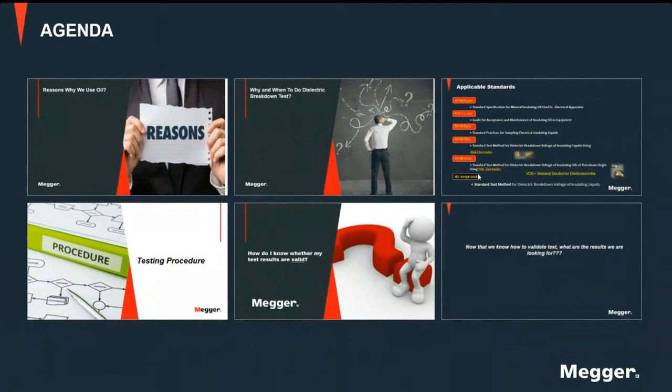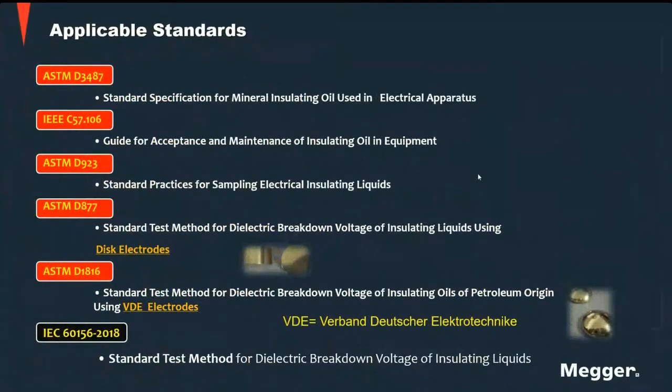Now, talking about the standards of oil testing, we do have different applicable standards. We have the ASTM D3487, the standard specification for mineral insulating oil. We have the IEEE C57.106, for acceptance. We have the ASTM D923, the standard practices for sampling. Normally, if you do sampling of oil, I really recommend that you comply with the ASTM D923.